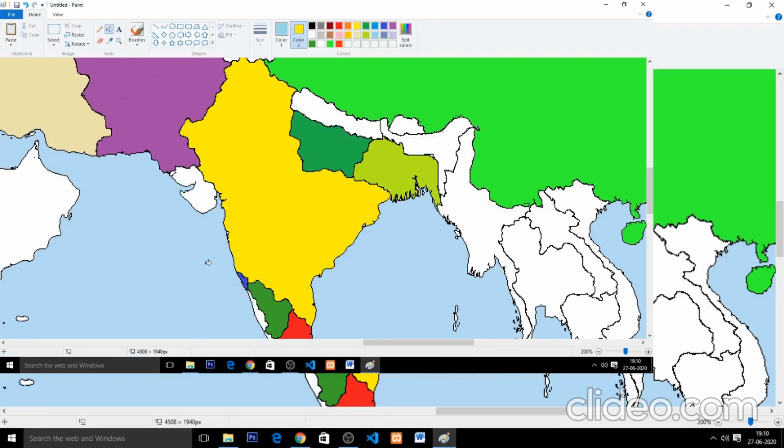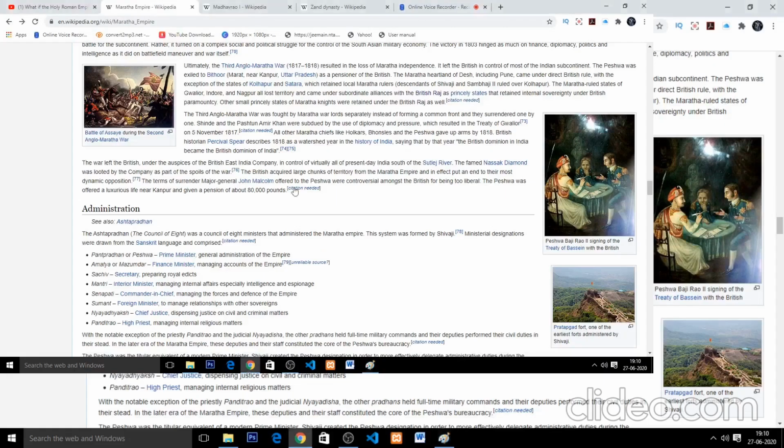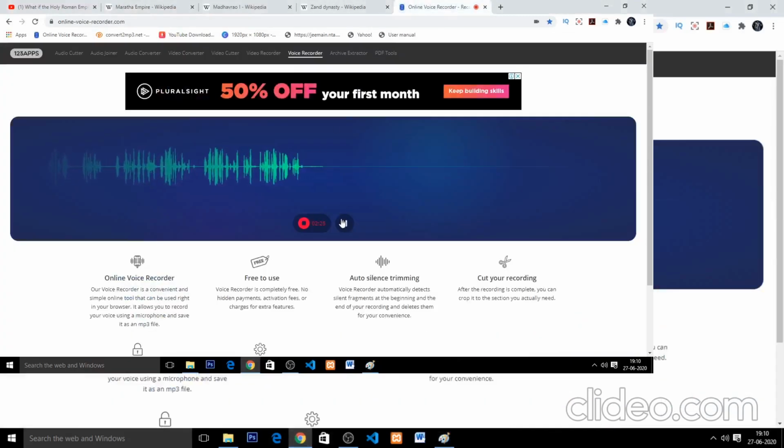So in 1751, the Maratha Empire had attacked Bengal and seized Odisha. Now Odisha was seized and the rest of Bengal was put under a tributary system. So as I was saying, the rest of Bengal was put under tributary system, and it was basically forced to pay a lot of money.